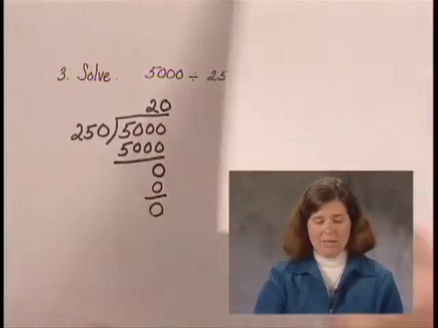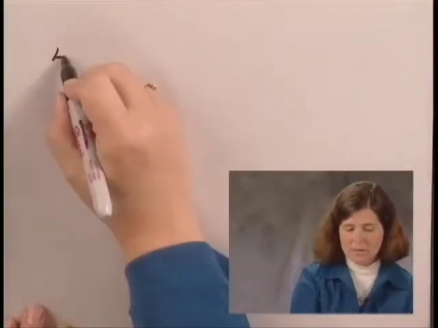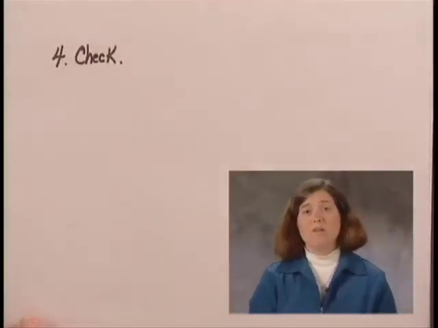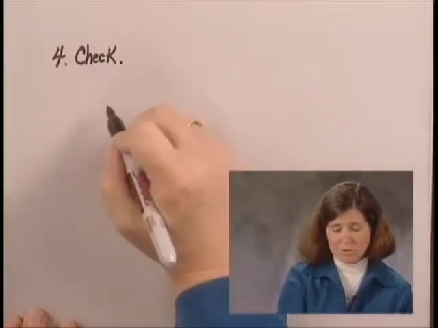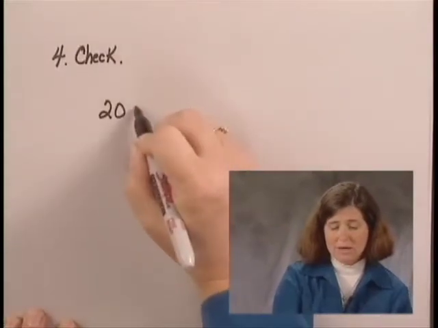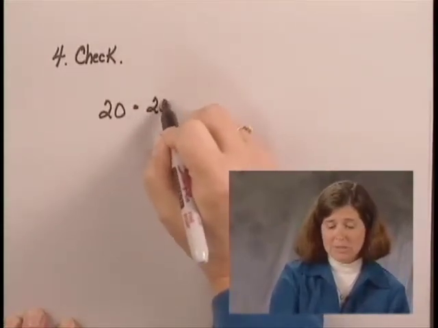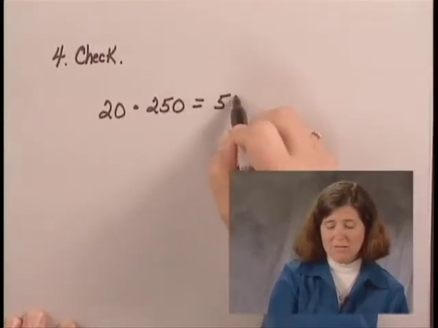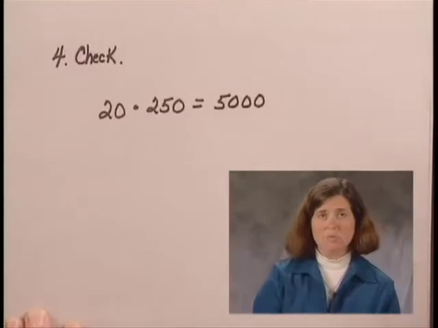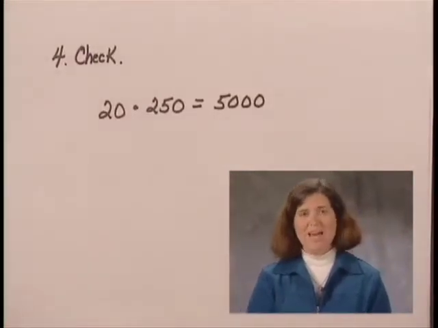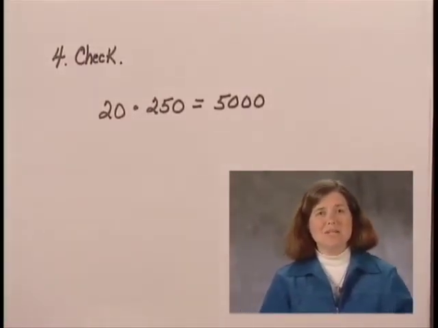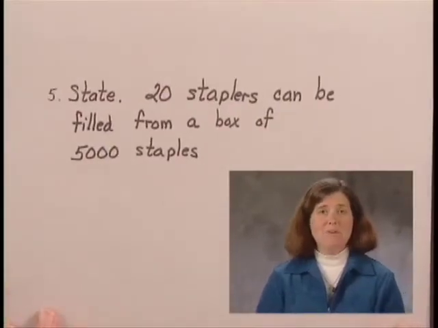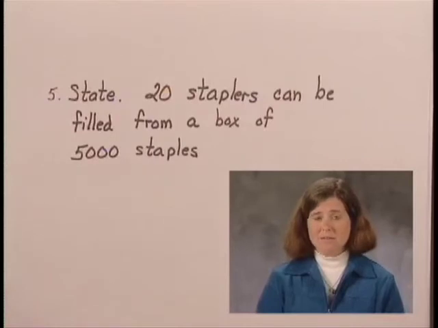To check, the 4th step in the process that we're using, we could multiply the number of staplers that we filled, which was 20, times the number of staples in each stapler. And we carry out that multiplication, and we get 5,000 staples, which is what we started with in the box. So we have a check. And we can state our answer clearly using a complete sentence. 20 staplers can be filled from a box of 5,000 staples.